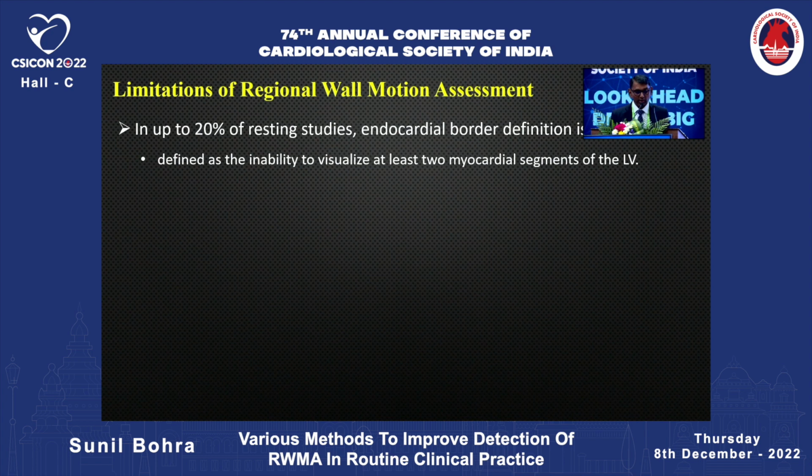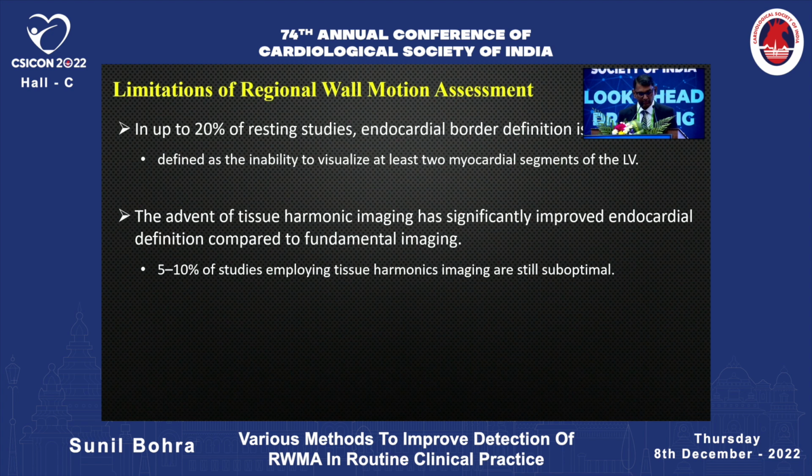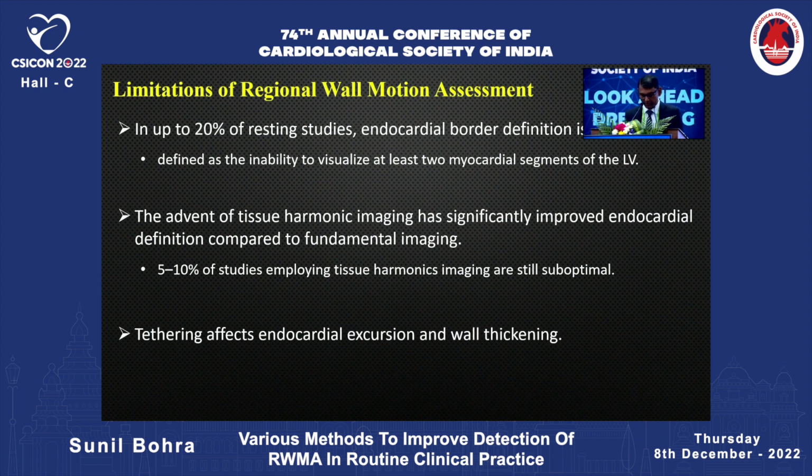Another limitation of wall motion abnormalities: in up to 20% of resting studies, the endocardial border definition is suboptimal, which is defined as the inability to visualize at least two myocardial segments of the LV. However, the advent of tissue harmonic imaging has significantly improved the endocardial definition compared to fundamental imaging. But mind you, 5 to 10% of the studies employing tissue harmonic imaging are still suboptimal. And tethering affects the endocardial excursion and wall thickening. This needs to be kept in mind whenever we are assessing the wall motion.